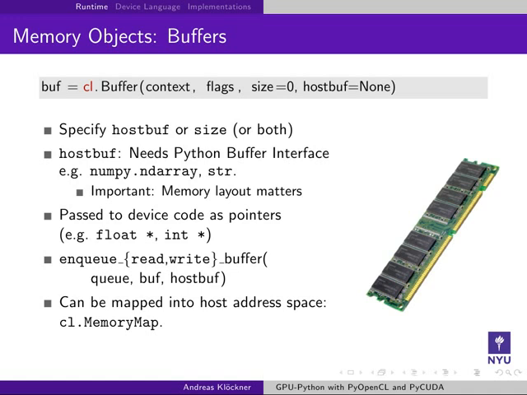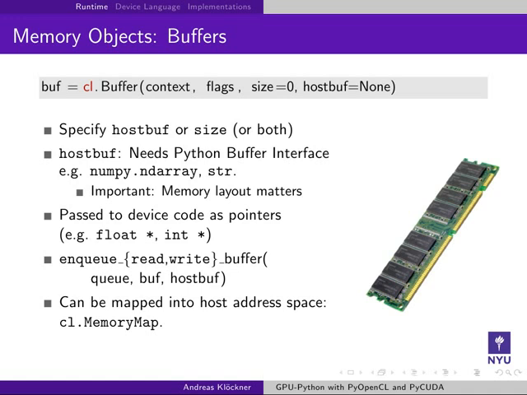So we covered all of these things, and you specify memory to give it, or you specify just the size. This host buffer, in the case of PyOpenCL, must satisfy something called the Python buffer interface, but you don't care about that. Stuff you can pass to it is, for example, a numpy array or a string.